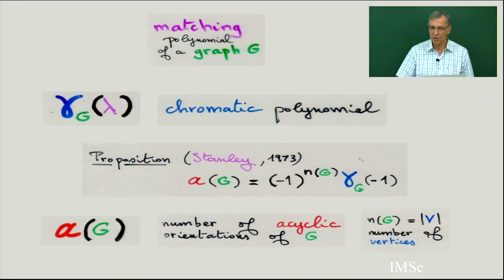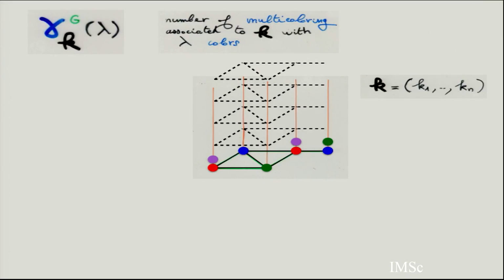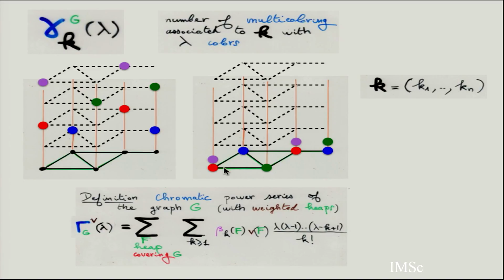And then we have seen the multi-chromatic polynomial with k colors on each vertex. Several vertices can be colored with several colors. And then we introduced the chromatic power series of a graph. It's related to general heaps with multi-layer color heaps. So this was the last time.